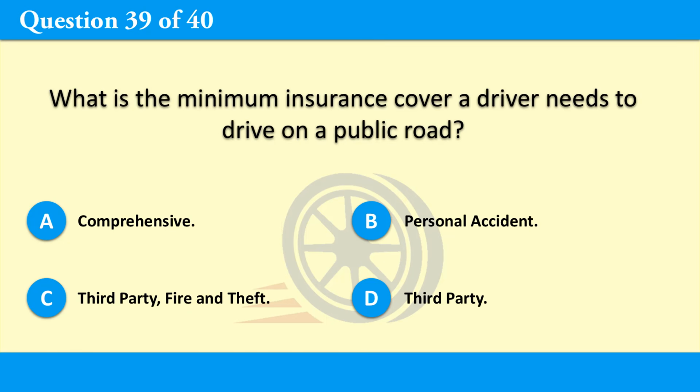What is the minimum insurance cover a driver needs to drive on a public road? A. Comprehensive. B. Personal accident. C. Third party, fire and theft. D. Third party.